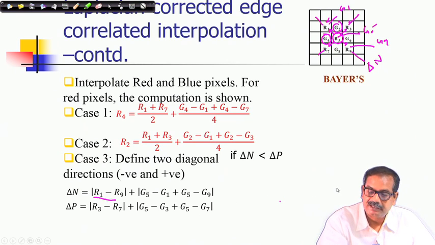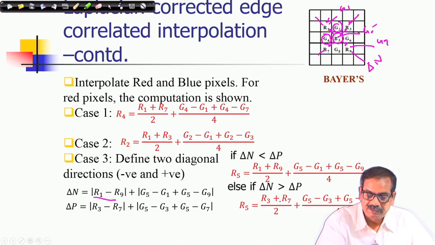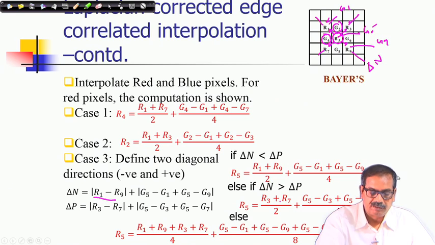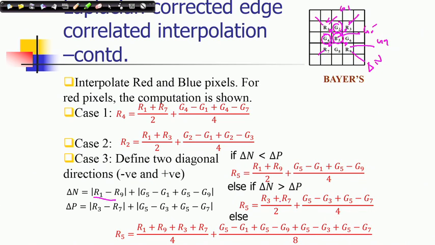If delta n is less than delta p, then you perform your interpolation using R1, R9 and those Laplacian corrections, and if delta n is greater than delta p, then you do the other. If they are equal, then in the same way you use all the diagonal neighbors, take the average and also perform the Laplacian corrections. This is how this particular interpolation technique is carried out.